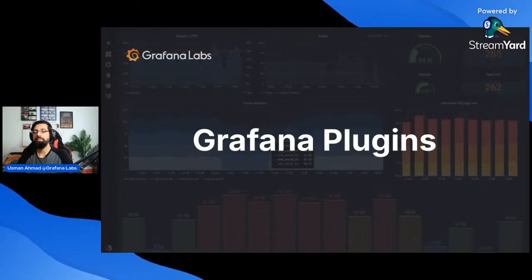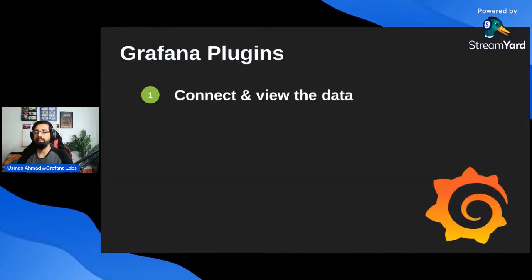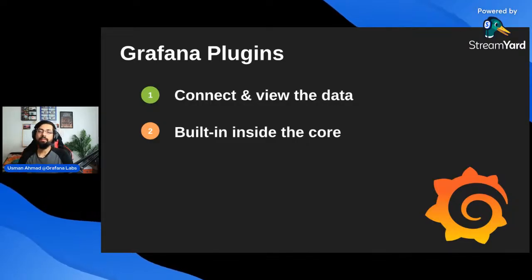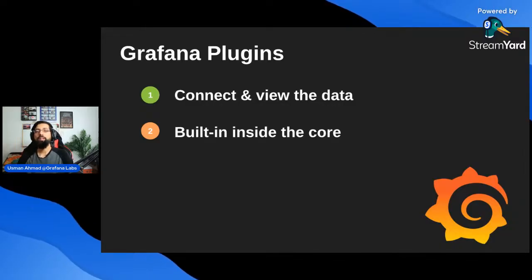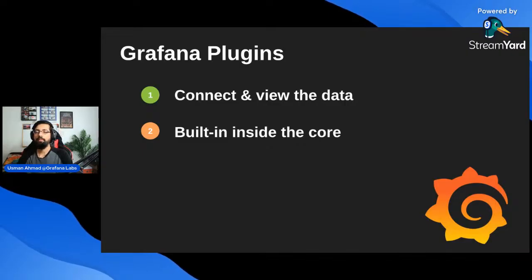It works with other tools. So how do those other tools work? We have something called Grafana plugins. Plugins basically connect and view the data. So you install a plugin, and then once it is configured, you can view the data in Grafana. It is mostly built inside the core, so you don't need to write anything from scratch to just use it. Obviously, if you want to create your custom stuff, then you have to build it, and we have some guides for that as well. But by default, the most popular ones are available from the core.